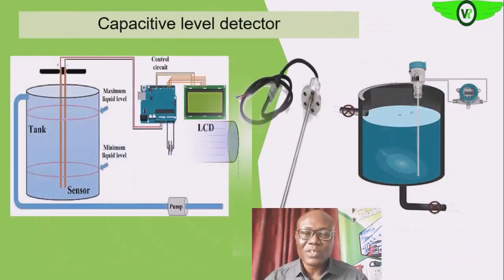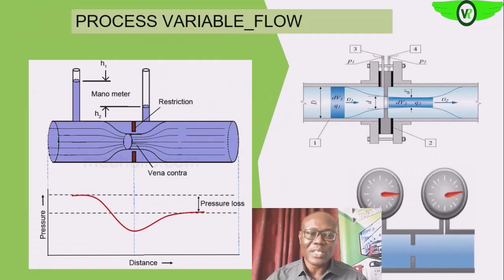So the next process variable that we are going to be looking at is flow. Flow is another very important process parameter that is often measured, or looked at, to control our process. So flow is actually the volume of fluid that goes through a section of the process per unit time. So how do we measure this flow?